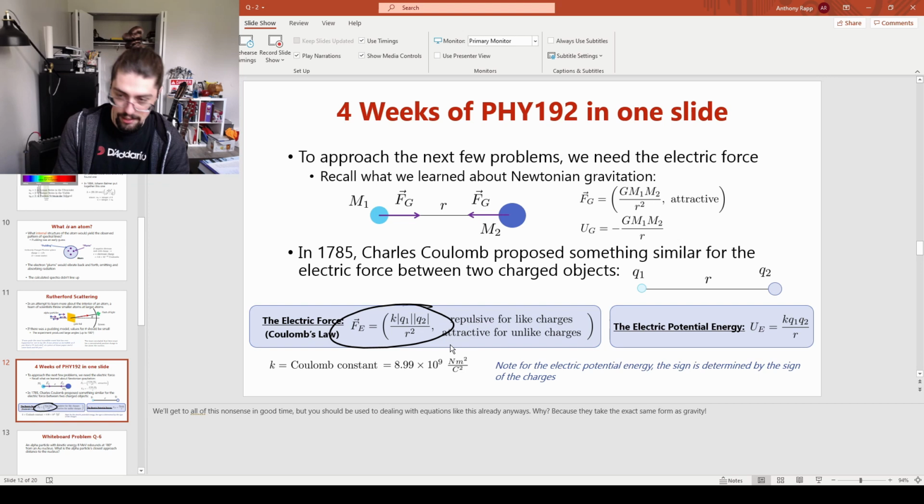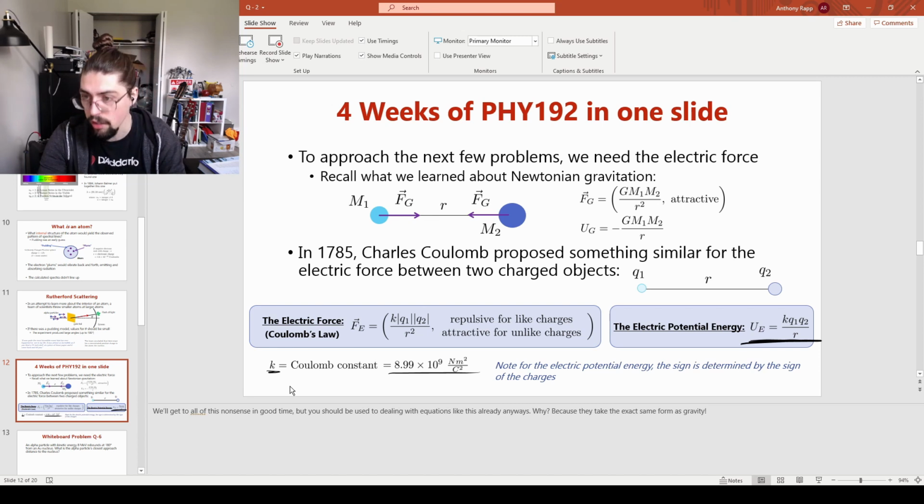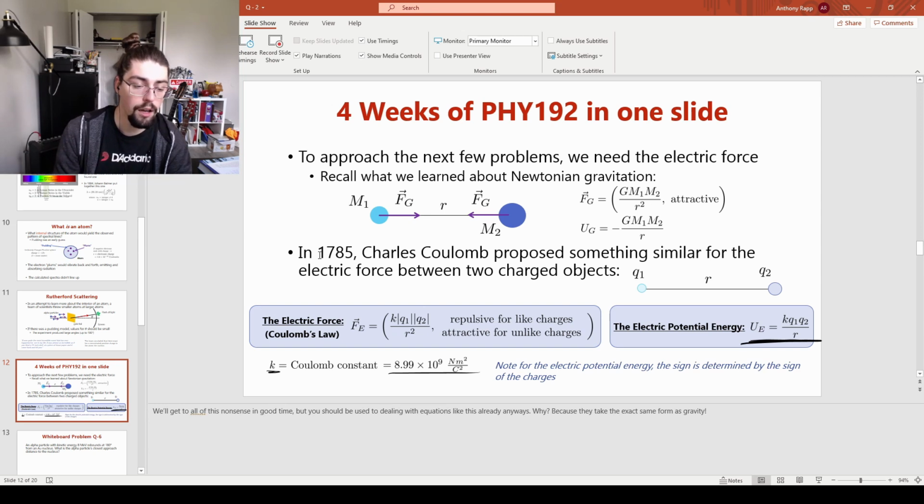And we can take that exact same description as we had with gravitational potential energy to find the electric potential energy of two different particles. Instead of capital G, we use this Coulomb constant K, 8.99 times 10 to the 9th. And this was like 4 weeks of 192, all of this information right here. If you can master this stuff right now, you've got your exam 2 down. But anyways, let's look at something here.